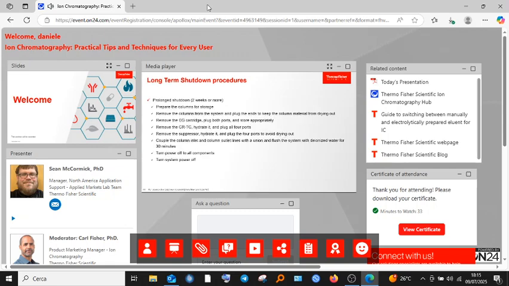One of the questions we get asked the most on the applications and training team is, how do I shut down my system appropriately when I'm not going to use it for a while or I'm going to be away? In this case, we're defining that as any more than 2 weeks. This is a multi-step process that, when completed correctly, will save you a lot of time and headaches in the future. The first step in this process is to prepare the column for storage.